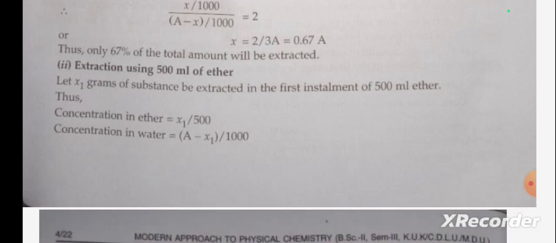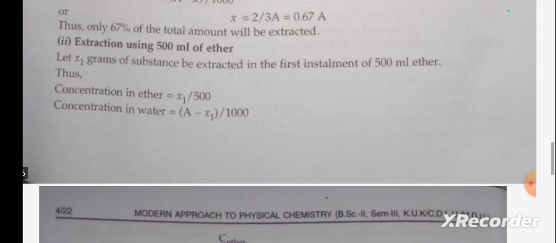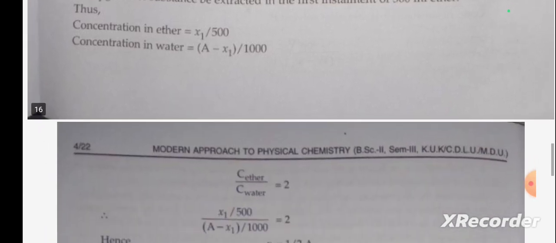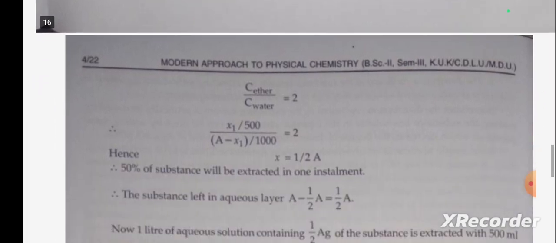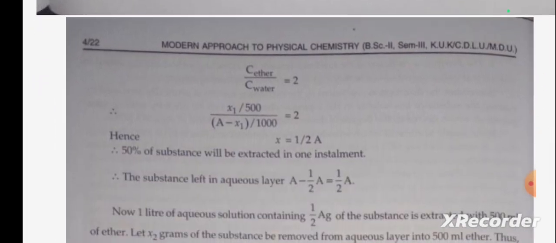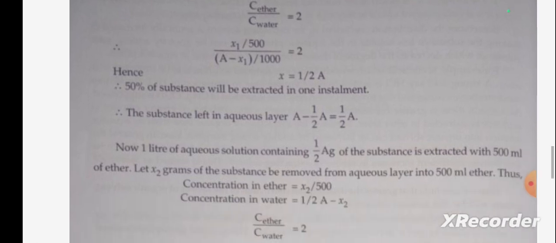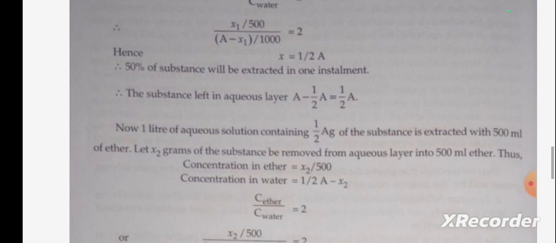Extraction using 500 ml of ether. Let x1 gram of substance be extracted in the first installment of 500 ml ether. Thus, the concentration in ether is x1 by 500. Concentration in water is (A minus x1) by 1000. C ether by C water is equal to 2. So x1 by 500 divided by (A minus x1) by 1000 is equal to 2. x1 is equal to 1 by 2 A. 50% of the substance will be extracted in one installment. The substance left is equal to 1 by 2 A.